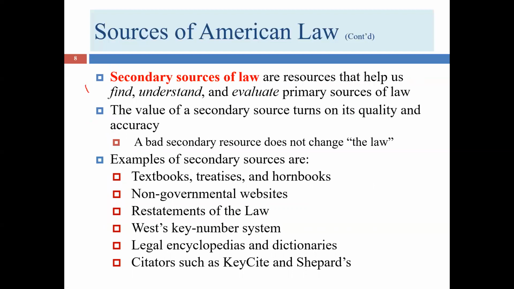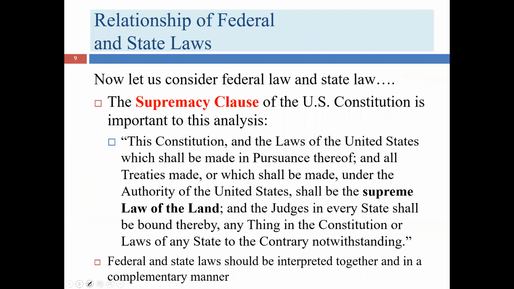Here we have our secondary sources, and this would be a good definition. You can also define it as not a primary source, obviously. And then here are some good examples. You may want to use some kind of example like textbooks, treatises, and hornbooks that say, as a definition, a secondary source of law. Okay, so let's go on.